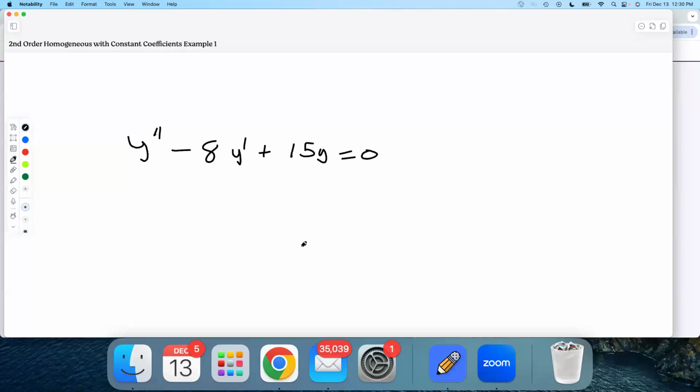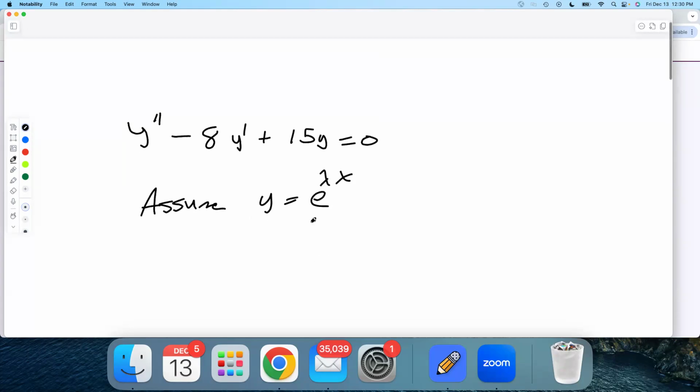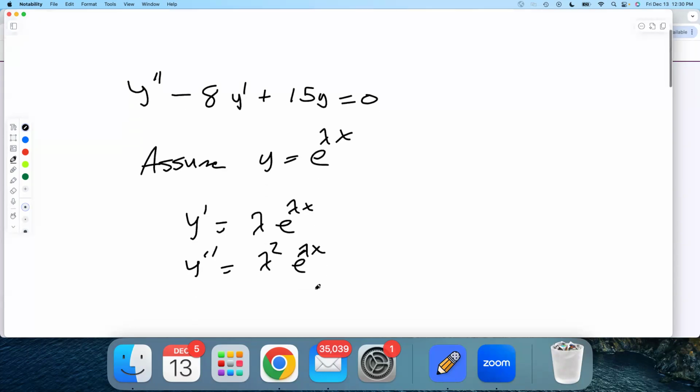Okay, in these, as we've mentioned in previous videos, we're always going to assume that y is of the form e to the lambda. And they didn't tell us here in the problem, I'm going to assume my independent variable is x. Sometimes it'll be t, sometimes it'll be x, and we just know from context. Okay, so if that's true, then the first derivative will be lambda e to the lambda x, and the second derivative will be lambda squared e to the lambda x. And you can check those details on your own.